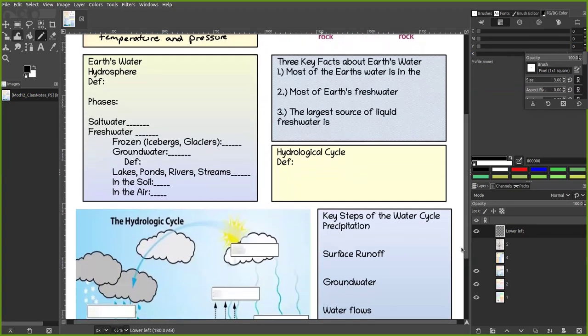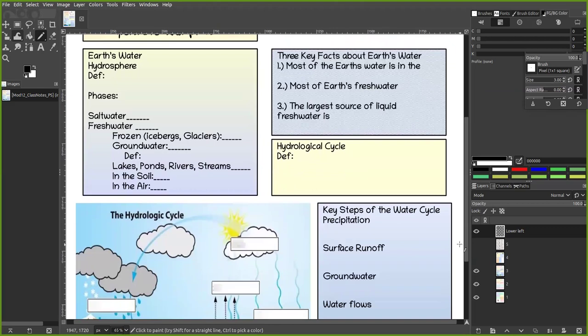Now let's talk about the Earth's water. Earth's water covers about 71% of the planet. That is a lot of the planet, and it's called the hydrosphere. Now, the hydrosphere is the sum of all a planet's water. And it can be any phase. Remember, the hydrosphere includes the solid, the liquid, and the gas.